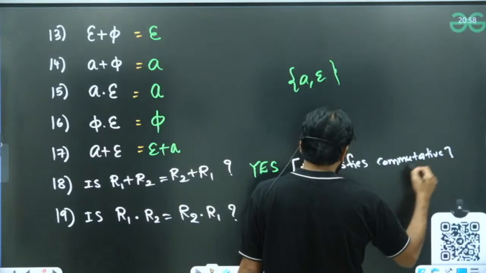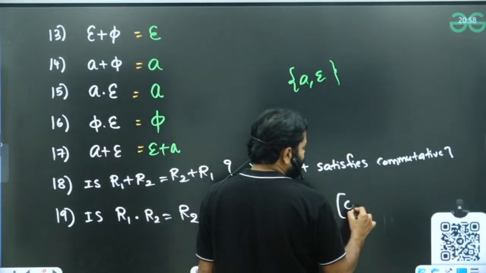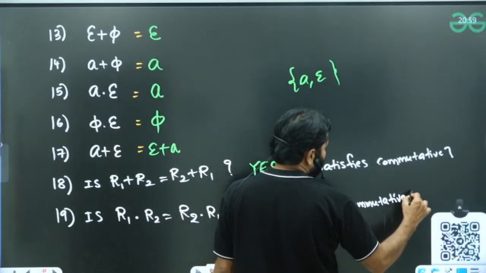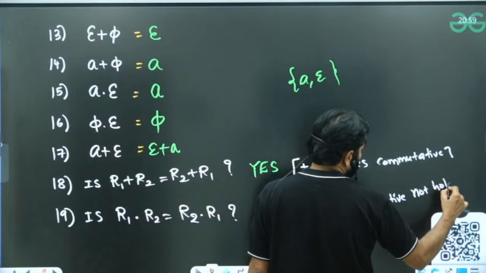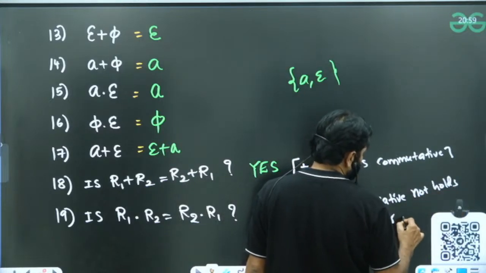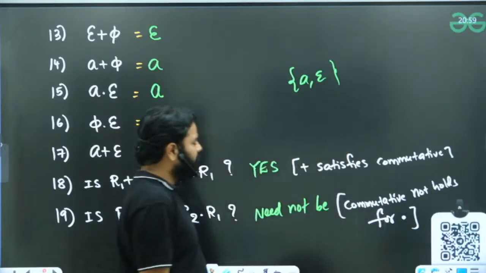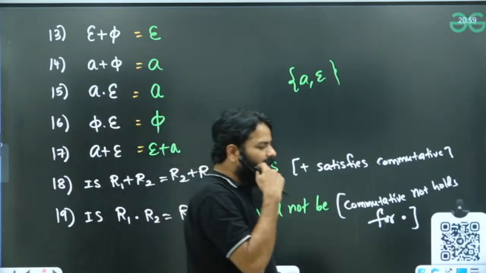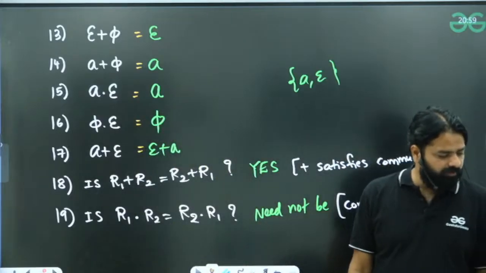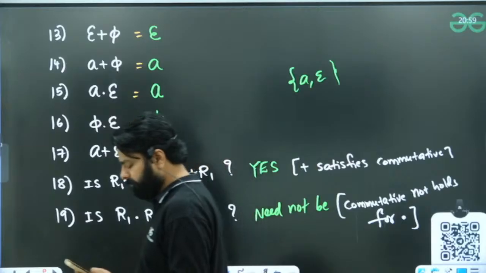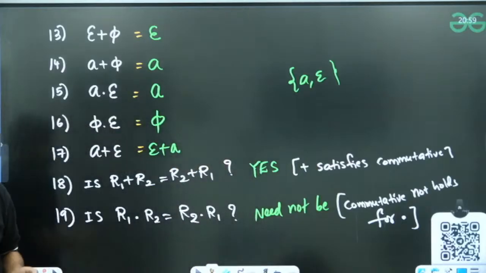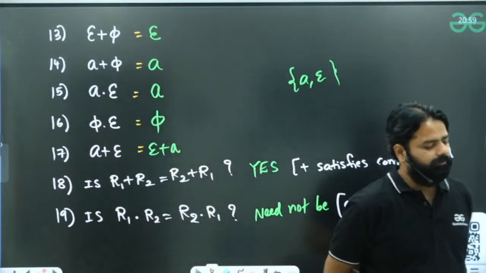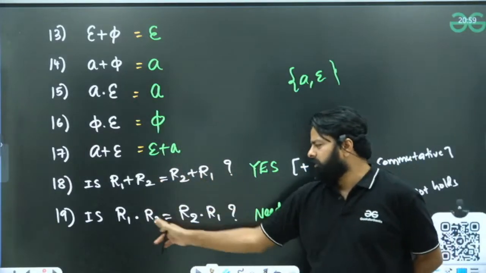But dot cannot satisfy it, right? The commutative property does not hold for concatenation. Remember that the commutative property doesn't apply for concatenation, because the two sides may or may not be equal. This is a true statement, this is a false statement.